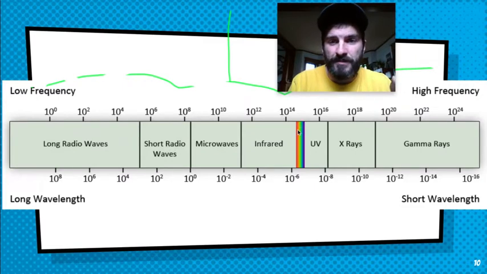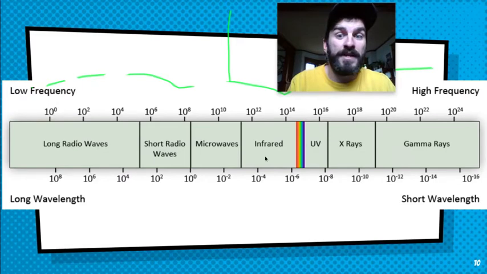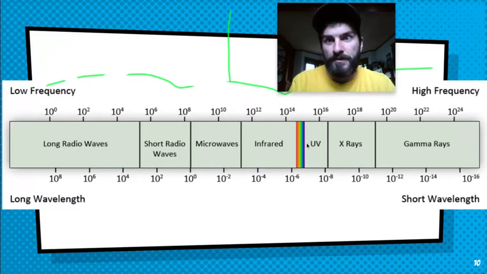If we look at the visible light here, we have red. Beneath that, we have infrared. Infra means below red. If we look to the right of our violet or our purples, we have ultraviolet, UV, which stands for above violet. And then we have our X-rays and gamma rays.